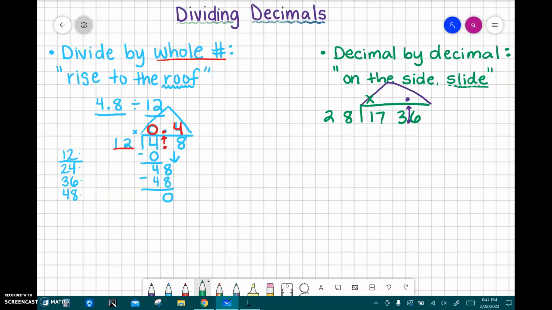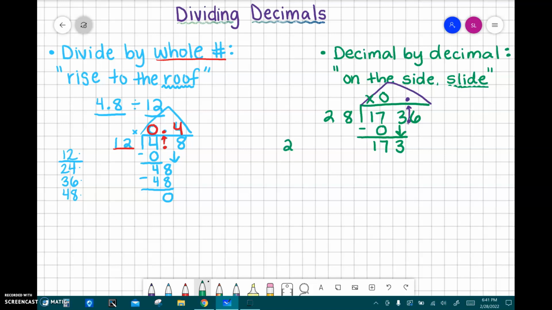So I can either put an X or a 0. Can 28 go into 17? It cannot. Again, I can put an X or a 0. If I put a 0 here, I'm thinking 28 times 0. Anything times 0 gives me 0. 17 minus nothing gives me 17, and my next number would be a 3. So I'm trying to figure out how many 28s can go into 173. So this is more tricky.